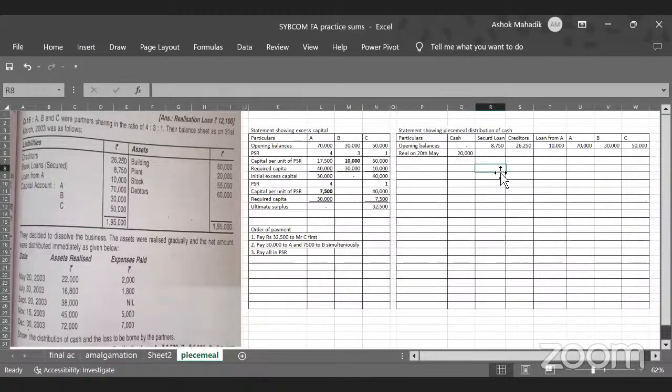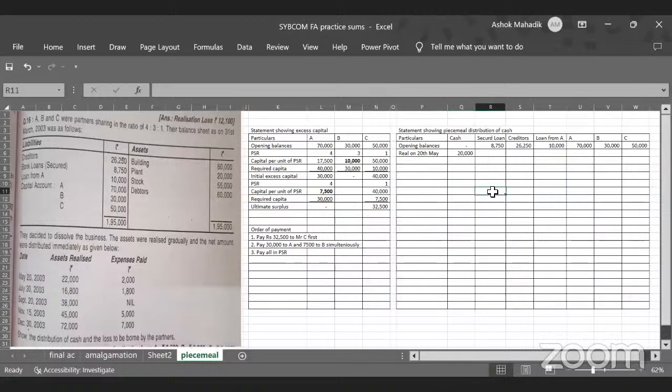Okay, so assets realized 22,000 and expenses related to those realization is 2,000. Okay, so net amount realized is 20,000. Okay, now let us start paying the liabilities.